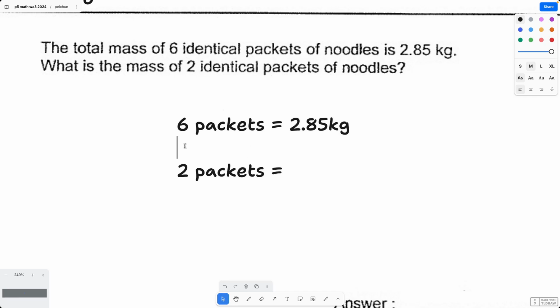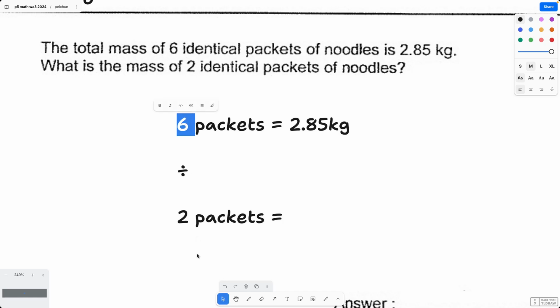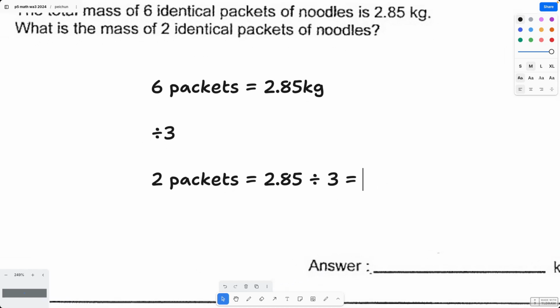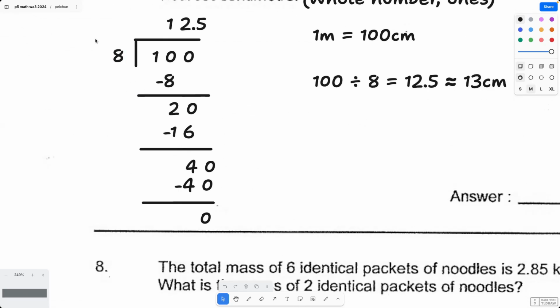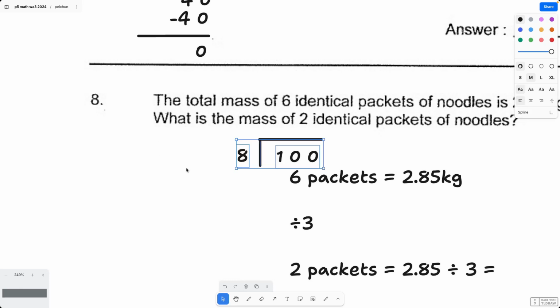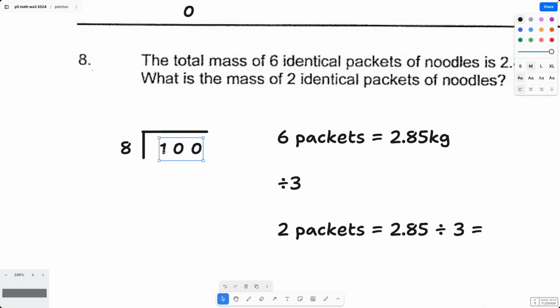do we need to do? In this case, we need to divide. How do we get from 6 to 2? We divide by 3. Since we divide by 3, that means we need to have 2.85 divided by 3. So let's do the workings again. So 2.85 divided by 3 in this case.